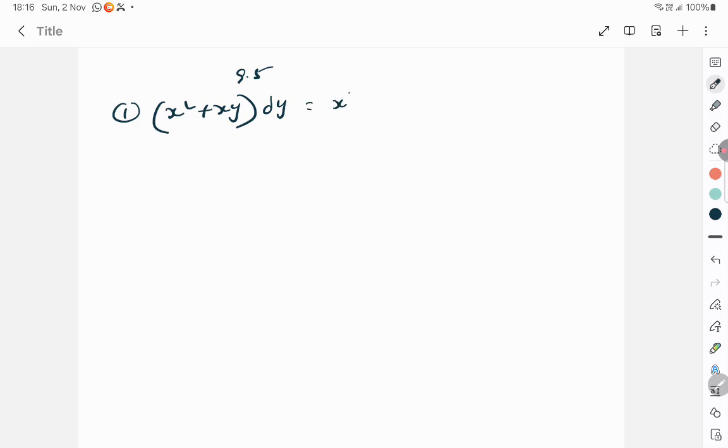So let's do this Exercise 9.5. First sum: (x² + xy) dy = (x² + y²) dx. So you first write dy/dx = (x² + y²)/(x² + xy). In the first exercise, it was all about bringing x to one side and y to one side, which is called variable separable.